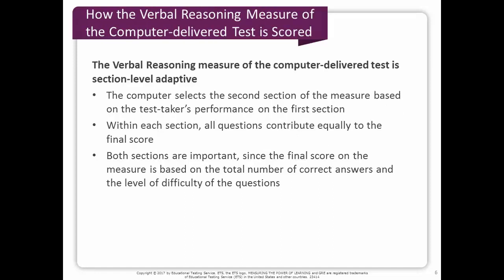As you may recall, the verbal reasoning measure is section-level adaptive, which means that you will receive less or more challenging questions in the second section based on your performance in the first section. Within each section, all questions contribute equally to the final score. Both sections are equally as important, since the final score on the measure is based on the total number of correct answers and the level of difficulty of the questions.